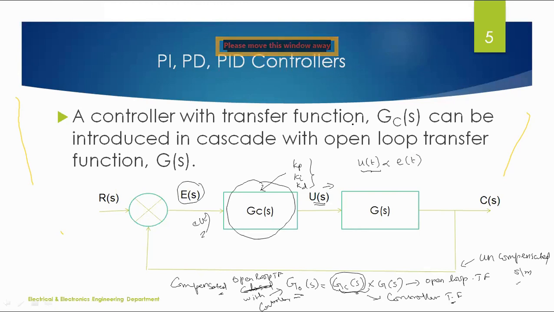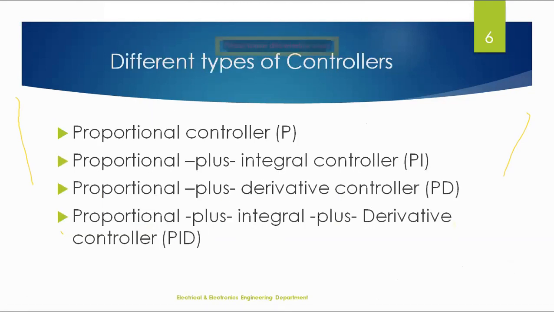The controller with transfer function GC of S can be introduced in cascade with the open loop transfer function G of S. We know there are different types of controllers available: proportional controller, proportional plus integral controller, proportional plus derivative controller, and proportional plus integral plus derivative controller. In this session, we are going to design these controllers using RLT. In this RLT design, I'm going to consider theta and omega n, where theta is the damping ratio.